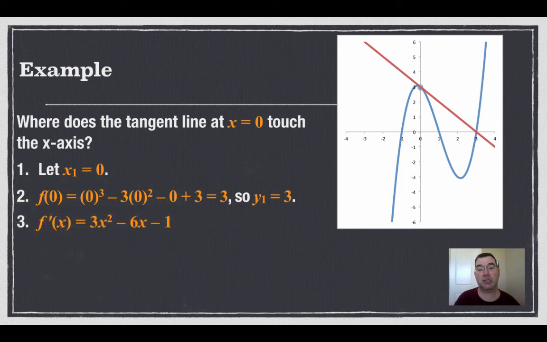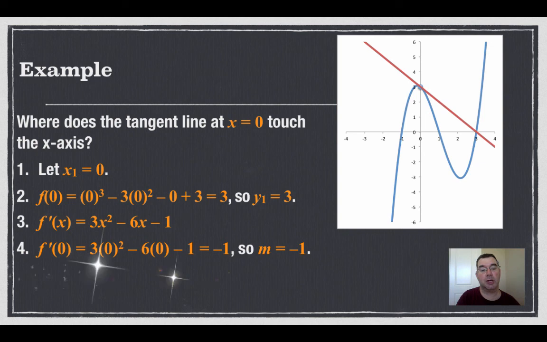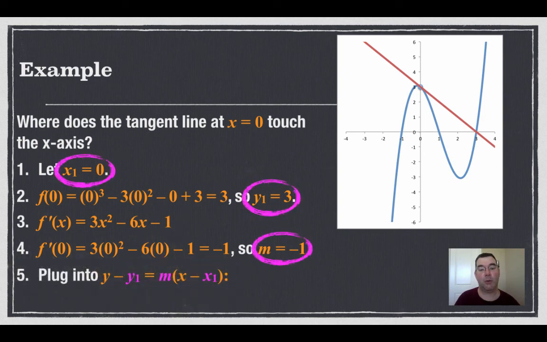The derivative hasn't changed. It's still 3x squared minus 6x minus 1, because it was the same function. If I plug in 0, I get negative 1. So the slope, or gradient, of my tangent line is negative 1. So plugging that in, I've got x1 equals 0, y1 equals 3, and m equals negative 1. I plug all of that into the point-gradient form, and I get y minus 3 equals negative 1 times x minus 0.